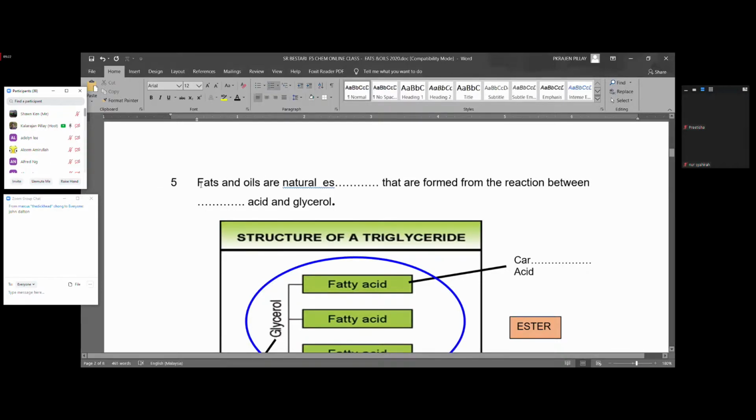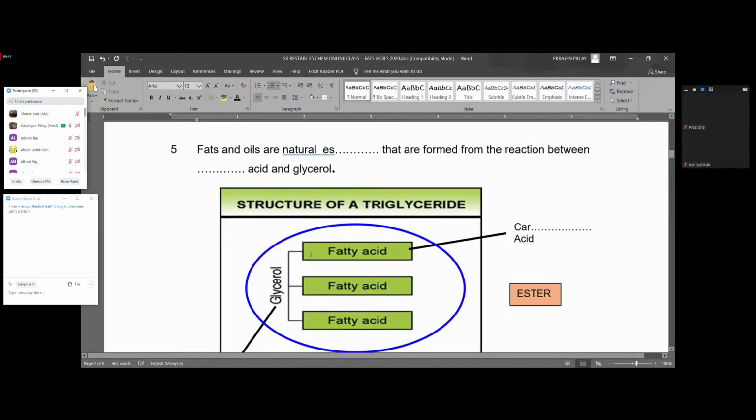See, this is important. Fats and oils are natural esters. Write that down. That is formed from the reaction between, now this is a special name, for this alcohol, and there's a special name for the carboxylic acid. We call it fatty acid. Write that down. So the spelling is here. From the reaction between, you don't put carboxylic acid, it must be fatty acid.